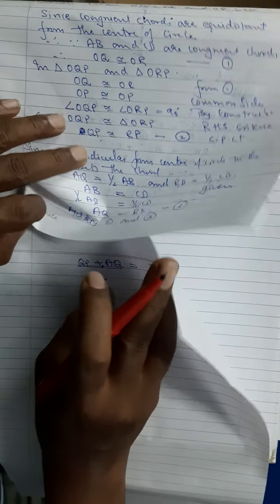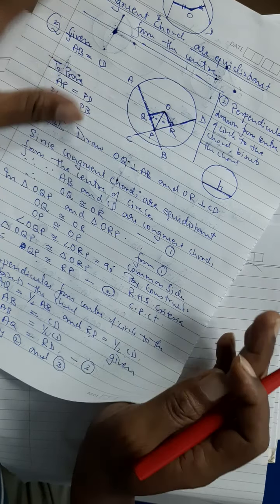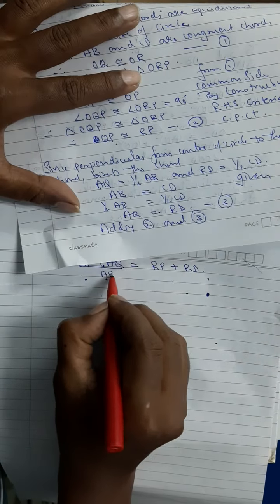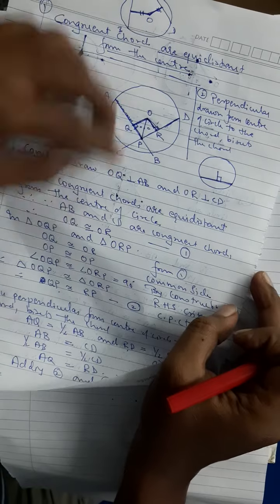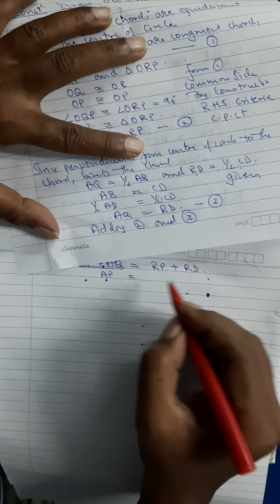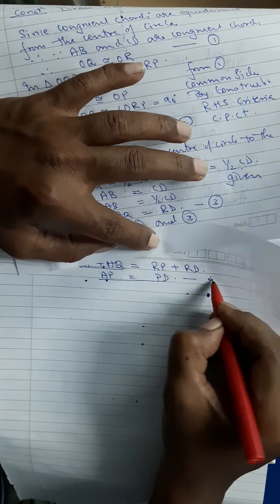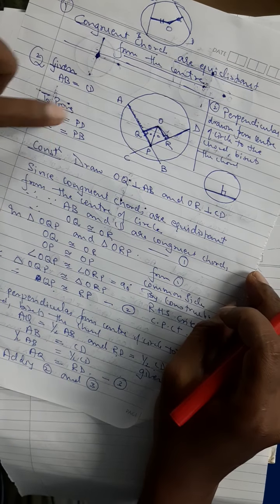Now what is QP plus AQ? QP plus AQ is AP, and RP plus RD is PD. This is done. This is what we had been told to prove: AP is equal to PD.